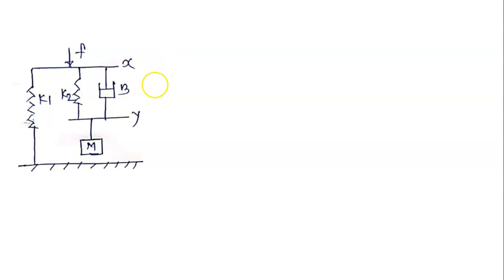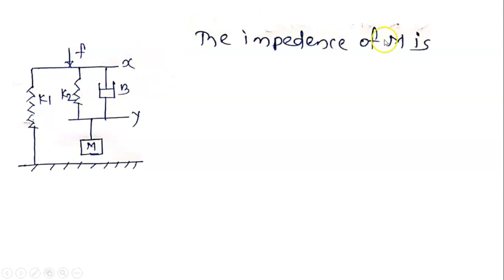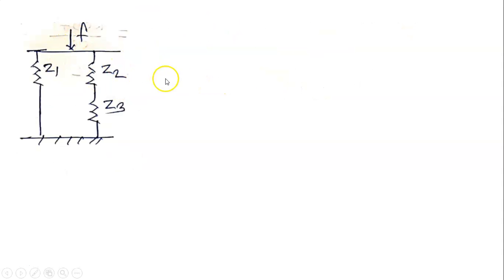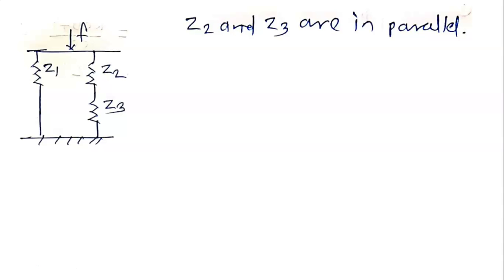Again, the same diagram is there. The impedance of M, Z3, is equal to MD square. Therefore, now Z2 and Z3 are in series, because this K2 and B are replaced by Z2 and M we have replaced by Z3. Therefore, three springs are there, Z1, Z2, Z3. Now Z2 and Z3 are in parallel.